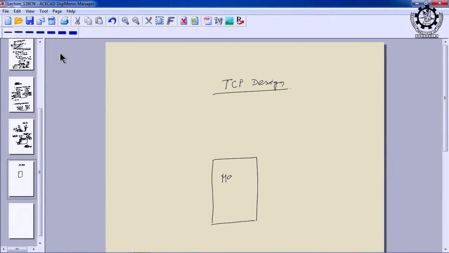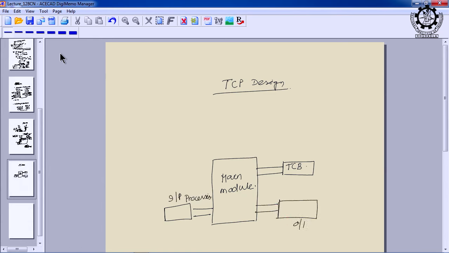The first is the main module. This module is associated with all other components. One is the transmission control block, or TCB. Then it has an input processing module, an output processing module, and above all a set of timers, which you know already. So your main module, the transmission control block, then you have the input module, the output module and the set of timers.